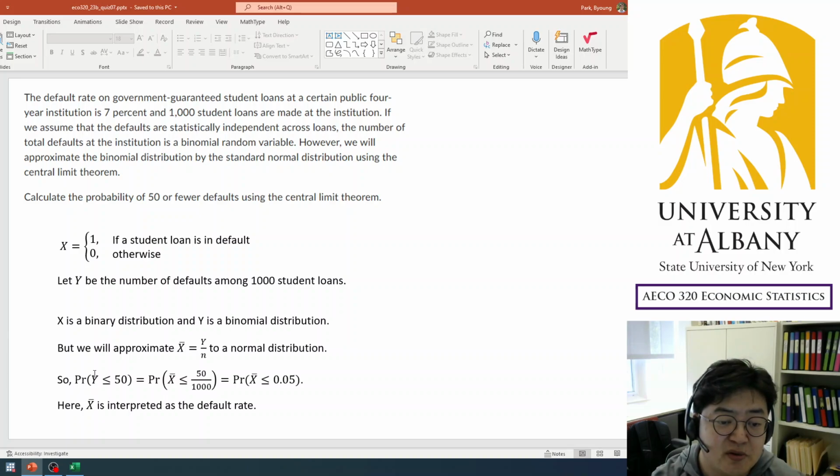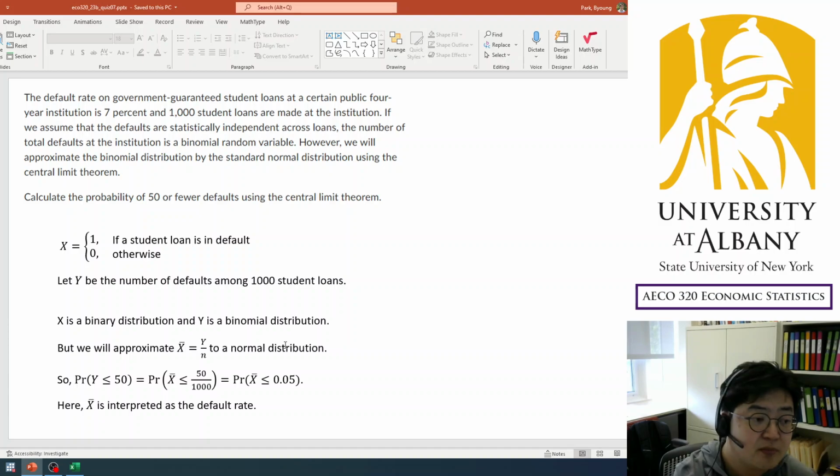And we are looking for the probability that the number of defaults is fewer than 50, right? But we are going to transform the number of defaults to the sample average using this relationship. If you divide by n on both sides, you get the sample average, and we know how to approximate this, right? As I said, this is the sample average, but we are going to interpret this as the default rate, the percentage of success. Then we are looking for the probability that the default rate among 1,000 student loans is less than 5%. Okay. And then it is easy to calculate this.